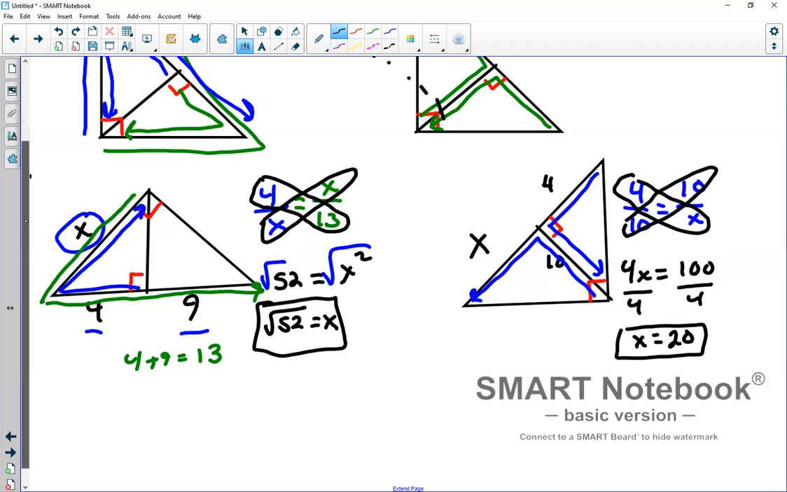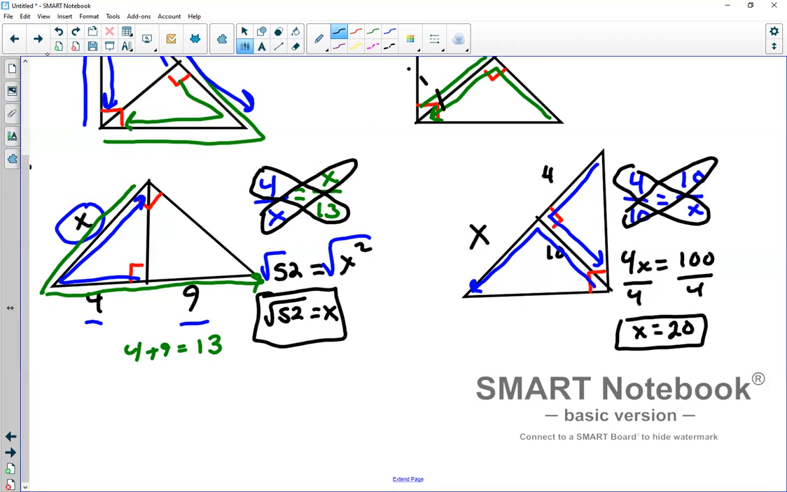Again, I'm going to post a worksheet of this. Practice this. Otherwise, you'll have 0% chance of doing this.